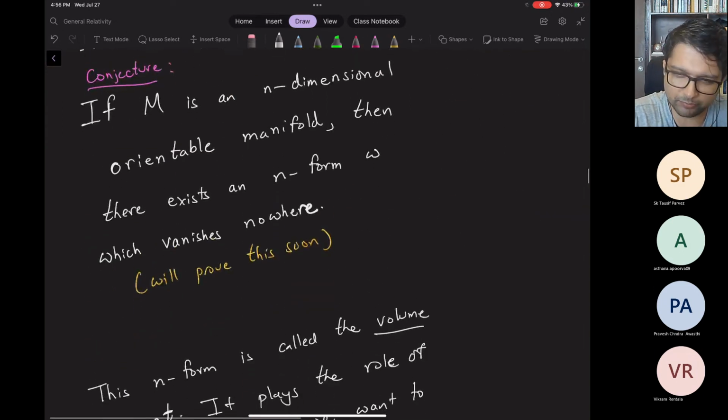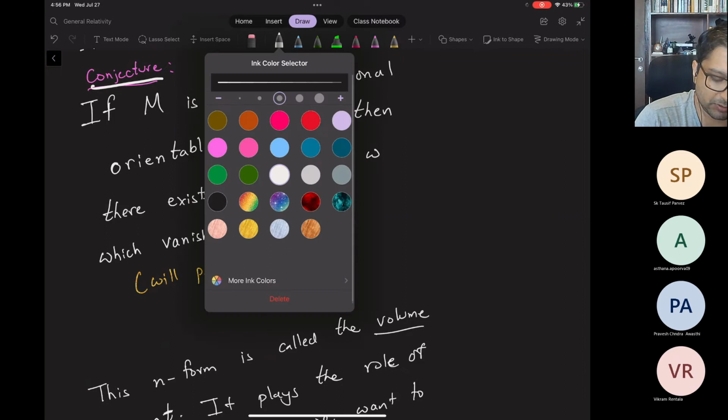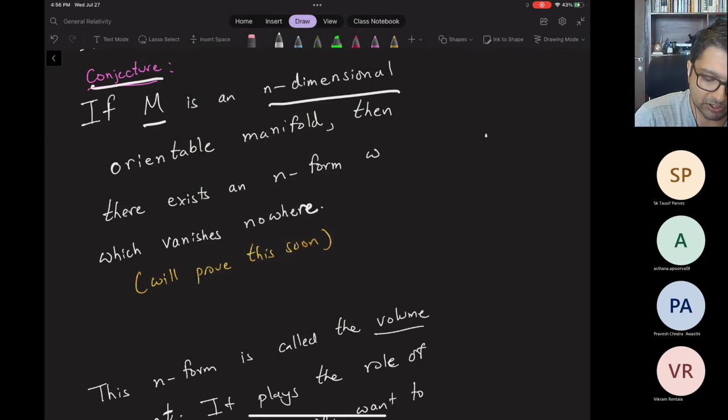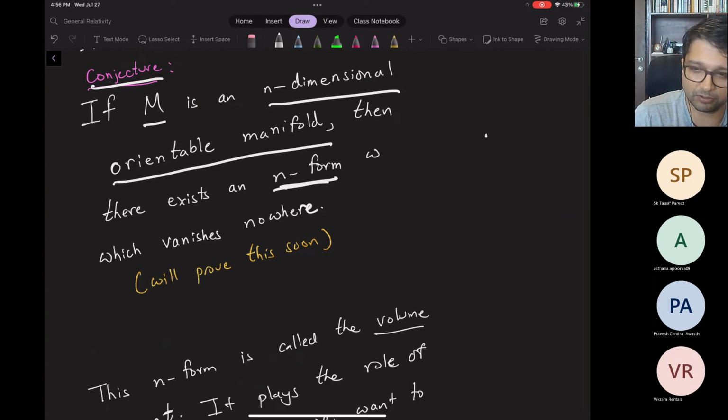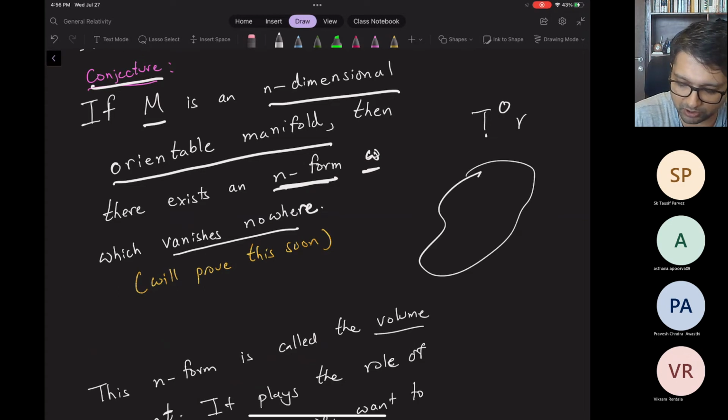Okay, so now assuming that we have an orientable manifold, here's a conjecture, which we'll show in a moment is true. If M is an n-dimensional orientable manifold, then there exists an n-form. An n-form is the maximal rank of a form that you can have, right? It's a (0,n) type tensor, which is fully antisymmetric in all the n lower indices. There's only one basis of such n-forms. And this omega vanishes nowhere. Then we want this n-form on the manifold, which is non-zero everywhere on the manifold.